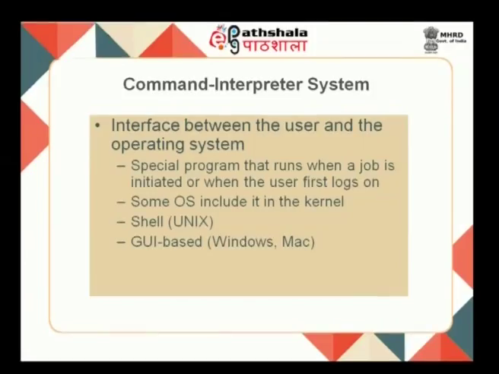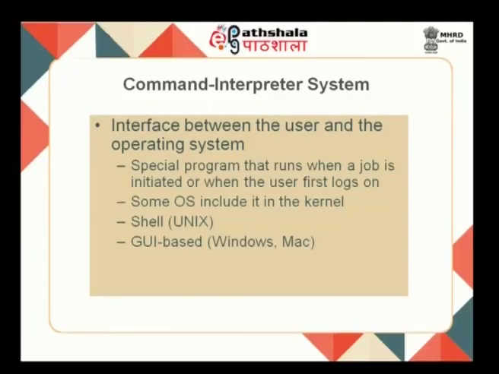And then we have the final thing, the command interpreter system. This is the interface between the user and the operating system. It is a program that can be a special program that runs whenever a job is initiated, or when the user first logs on to the system, or it can be a part of the OS included in the kernel. For example, in Unix it is the shell, which is invoked whenever a user first logs into the system. The user can give commands to the shell, and the shell in turn interacts with the operating system and executes those commands. Or it can be like the GUI that we have in Windows or Mac systems.